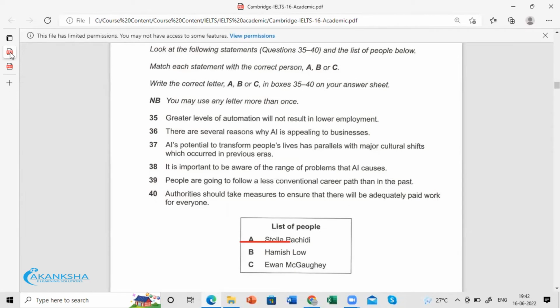Yes. And 37, AI's potential to transform people's lives has parallels with a major cultural shift. Cultural shift, he doesn't talk about.